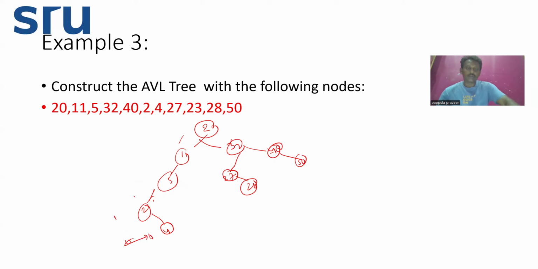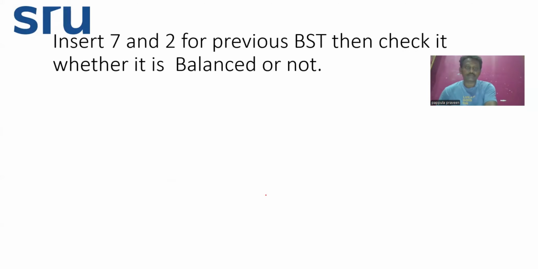Okay, continue. Now check the height of the left subtree and the height of the right subtree. Now insert 7 and 2 into the previous binary search tree, then check whether it is balanced or not. Every time we have to check whether the root is balanced or not. How do we check whether the root is balanced? We take the left subtree and right subtree.